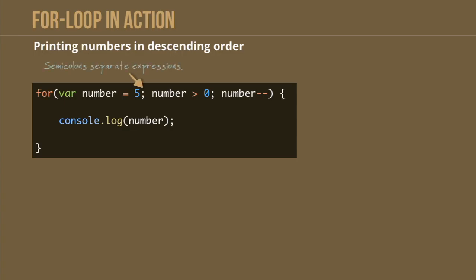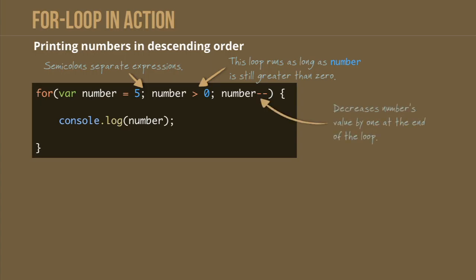Then we only want to run the loop as long as that number is greater than 0. And at the end of the loop, we want to decrease that number's value by 1. Inside the loop, we will log the number out to the console. Let's take a look at this code's execution.